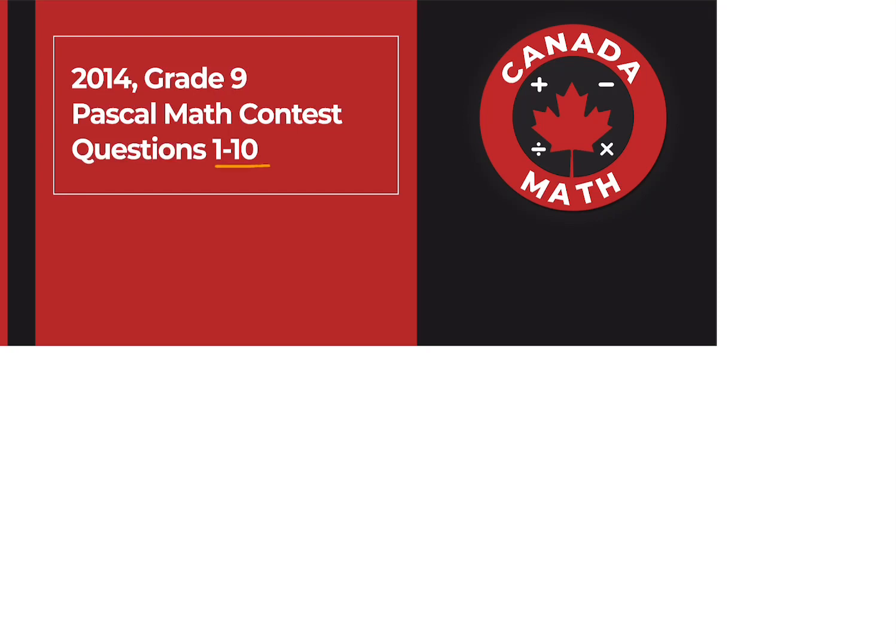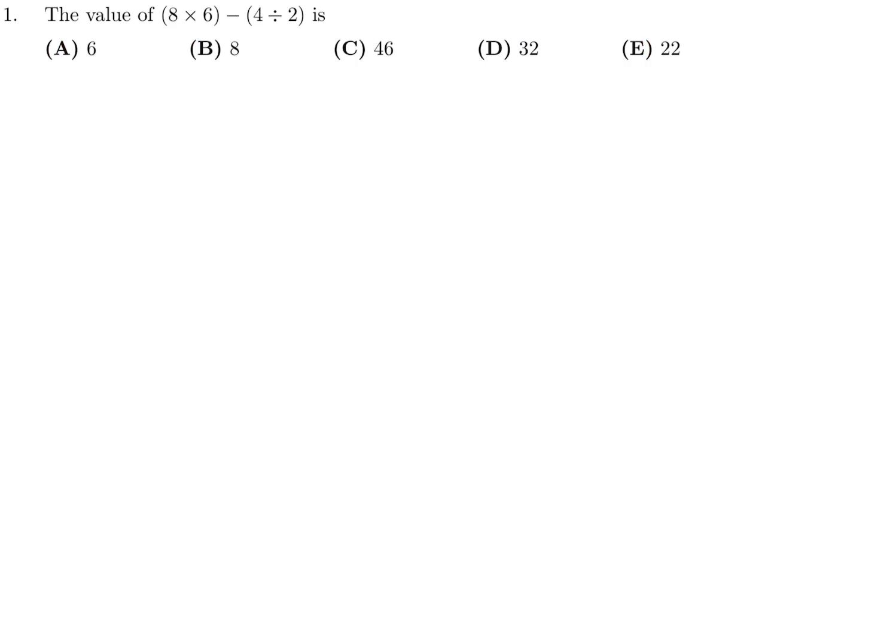Questions 1 through 10 on the 2014 Grade 9 Pascal Math Contest. The value of 8 times 6 minus 4 divided by 2. Well, these are in brackets, so you've got to do those first. So 8 times 6 is 48. And then 4 divided by 2 is 2. So now it's just 48 minus 2, which is 46. So number 1, the answer is C.